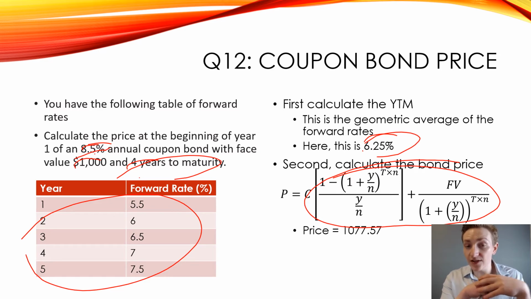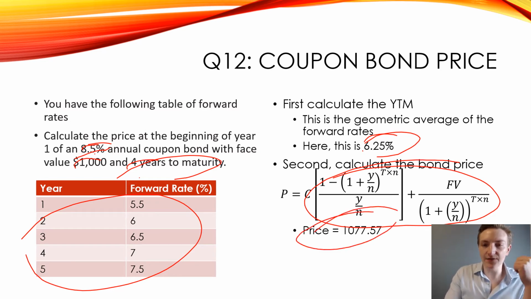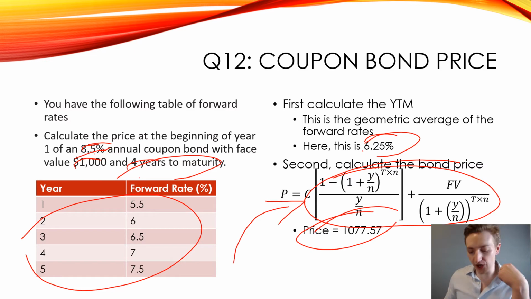We have the input that 6.25% yield to maturity. We have an annual coupon bond, so 8.25% paid annually. Face value of $1,000, 4 years to maturity. Price is $1,077.57 by just plugging numbers into the pricing equation.